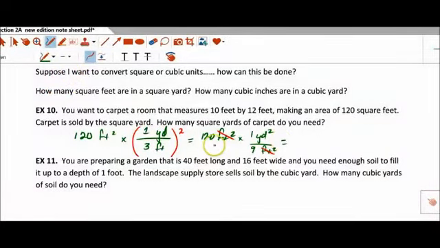That's going to give me 120 divided by 9 as the arithmetic I need to do, with a final unit of square yards. So if we divide that out, 120 divided by 9 is 13.333. So we'll just say 13.3 square yards. So that's a quick way to convert square feet to square yards, using that great math that we talked about on the previous video.